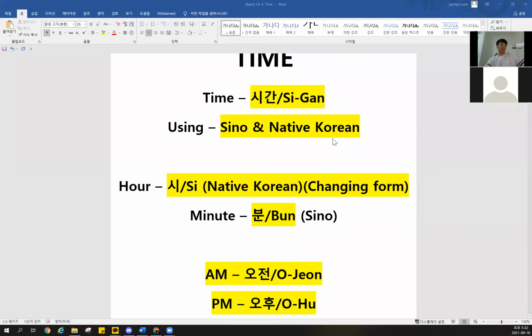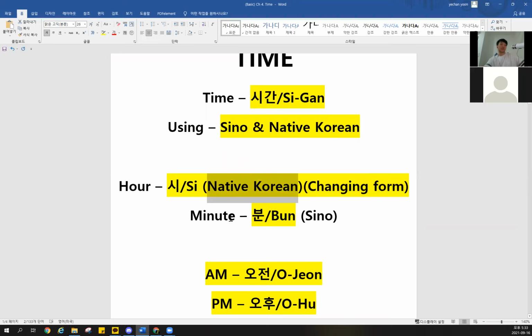Then how can you read the hour? You can read the hour with 시, but for the numbers, you have to use native Korean, like 하나, 둘, 셋, 넷. At the same time, you have to use the changing form. You all know what the changing form is, right? 하나 becomes 한, 둘 becomes 두, something like this. If you still don't know about this, you can also watch the previous video. For the hour, we are going to use a native Korean number and 시.